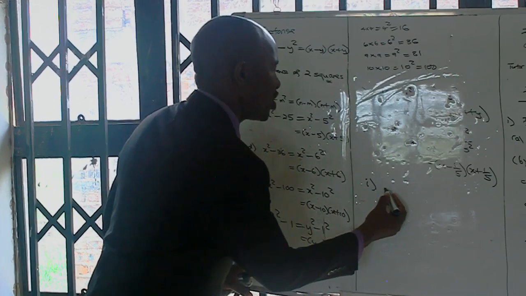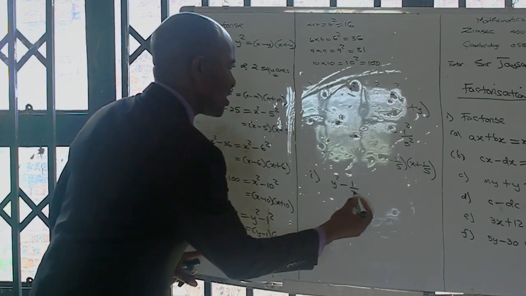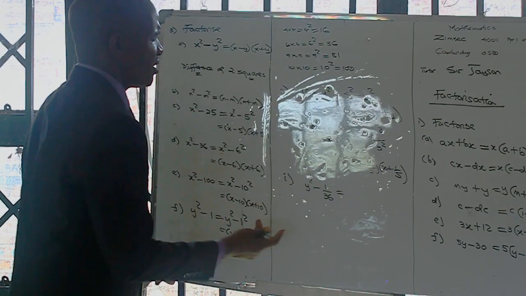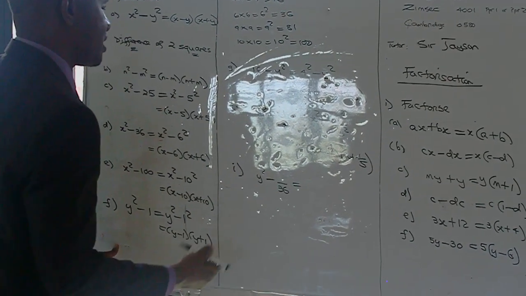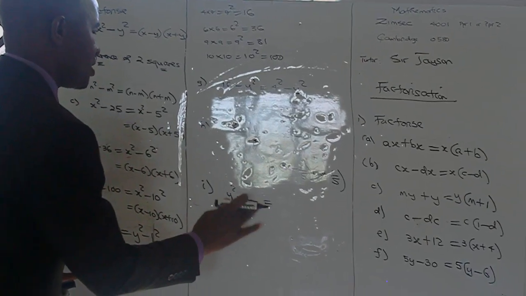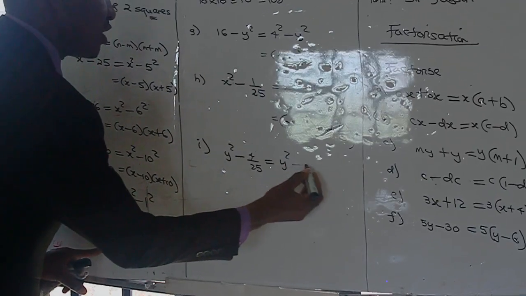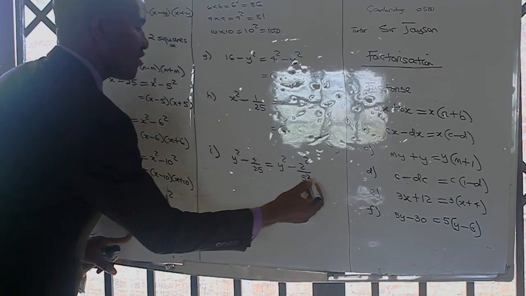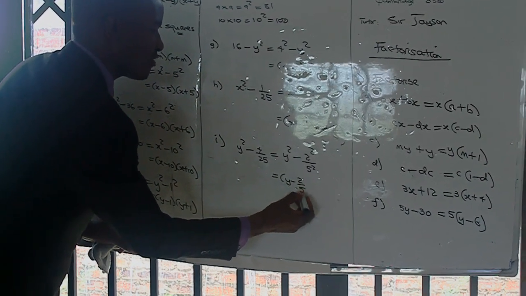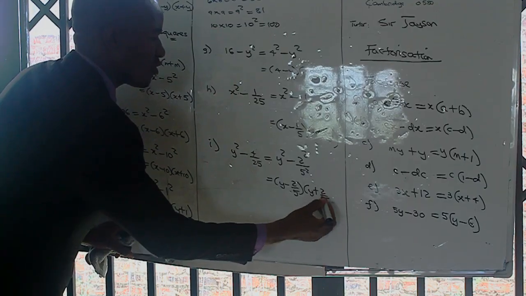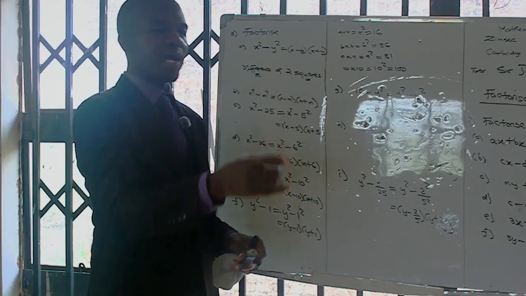What do we have on i? On i is y squared minus 1 over 36. Even if it's y squared minus, let's say, 4 over 25. This becomes y squared minus 2 squared over 5 squared. This becomes y minus 2 over 5 bracket y plus 2 over 5.